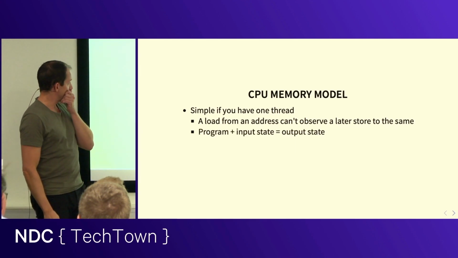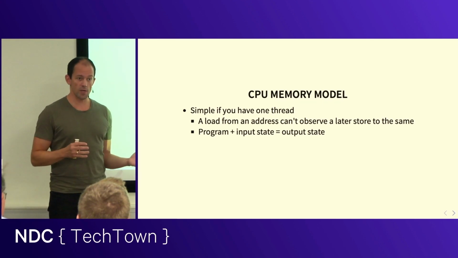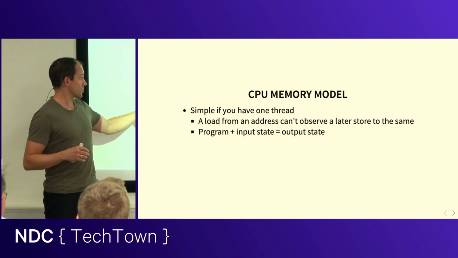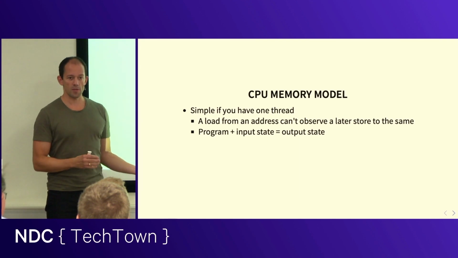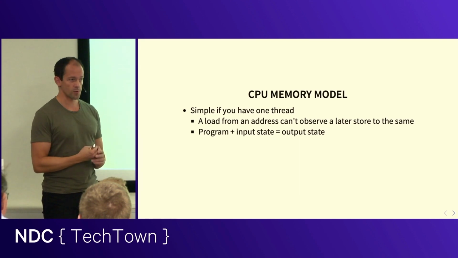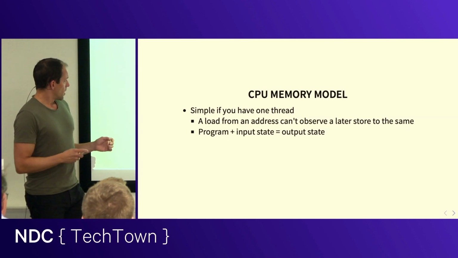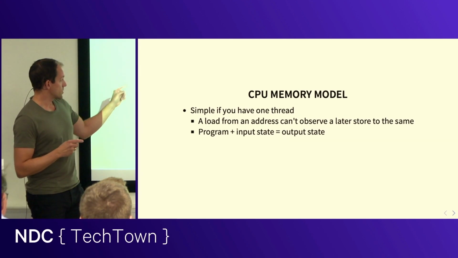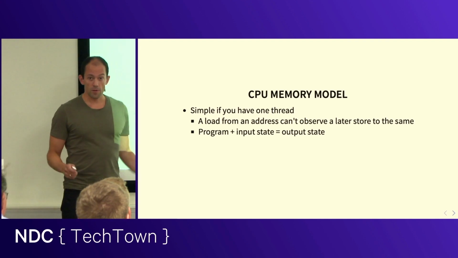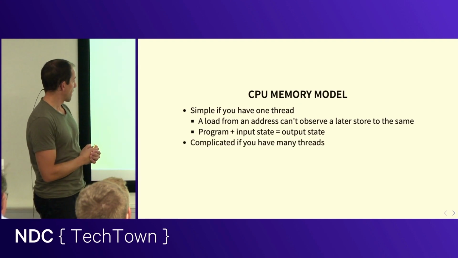And it's quite easy to define as well, because if you have a program and some input state, there's no UB or anything, there's only one output state. Every time you run the program with the same input, you will always get the same output if you don't have any races or anything. This is single thread, so that should always happen unless you have bugs. Program plus input state equals output state.